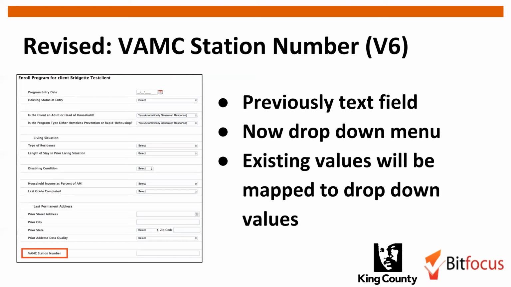In some cases, it may not be clear to us what station number was being tracked, and so we'll follow up with your agency if we have questions about that. But otherwise, the mapping should happen automatically, and so that old data will be stored, and moving forward, you can just select the new option from a drop-down menu instead of having to write it in.